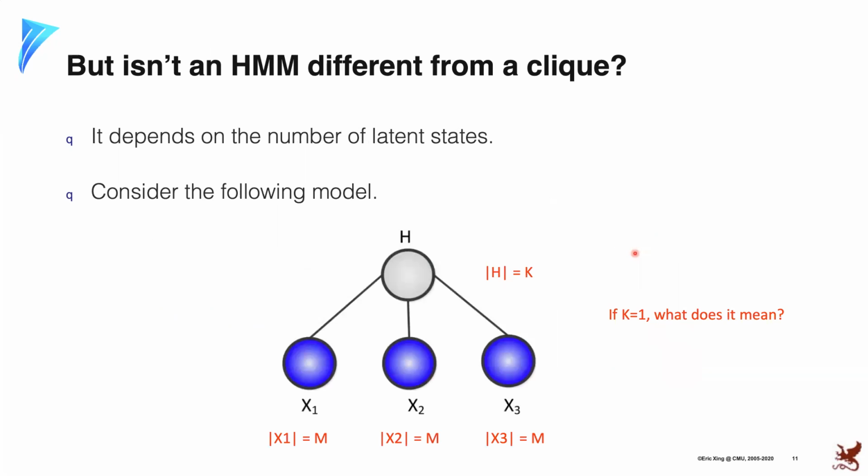So essentially, here is a way to help us look at it. Assume we have 3 observed variables with cardinality n, and we have 1 latent variable h with cardinality k. Now let's try to play with the cardinality k to see how the graphical model changes along with k. In the very beginning, if k equals 1, what will this graphical model represent?